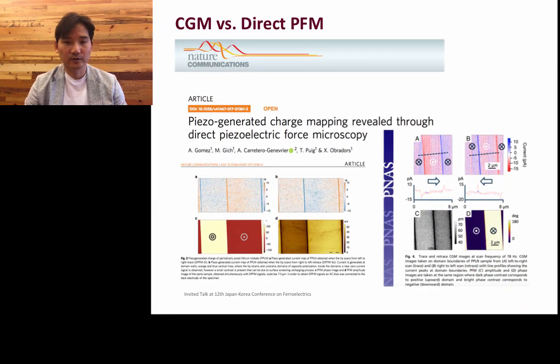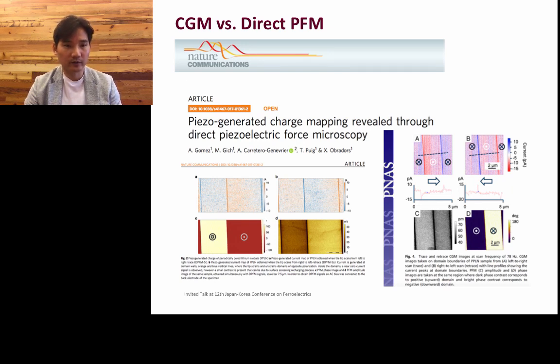So in this slide, you will see the direct evidence that CGM creates more current than direct piezoelectric force microscopy. So the piezoelectric charge created by the force you apply through the tip will be a minor component in CGM. If you look in the Nature Com paper published by a Spanish group, you will see the same materials were used, the periodically poled lithium niobate, and you will see very similar contrast.